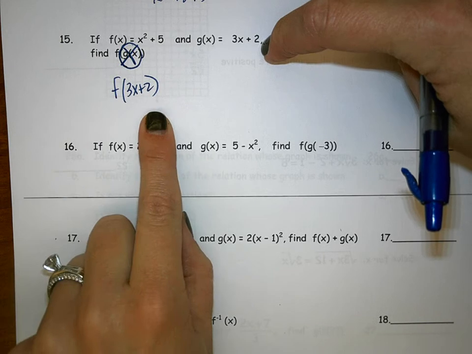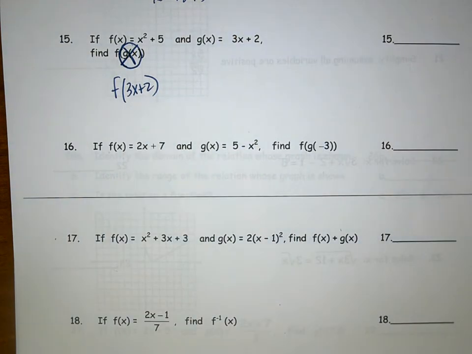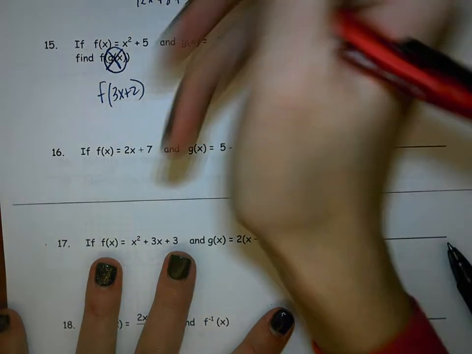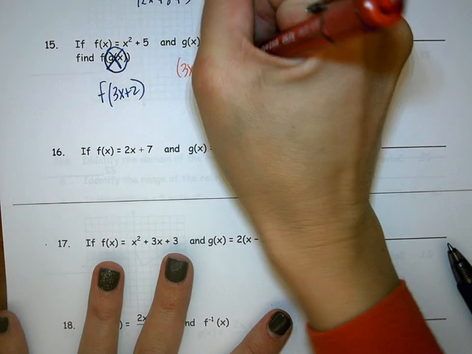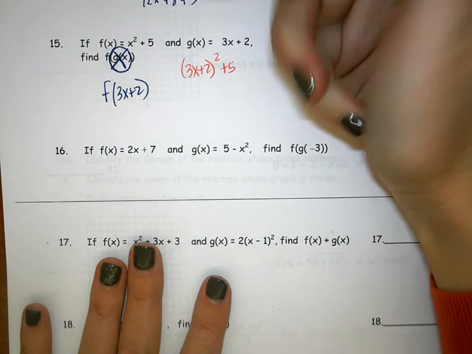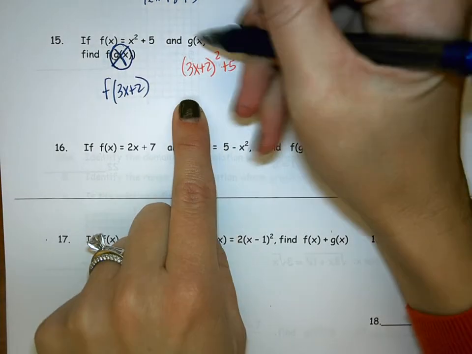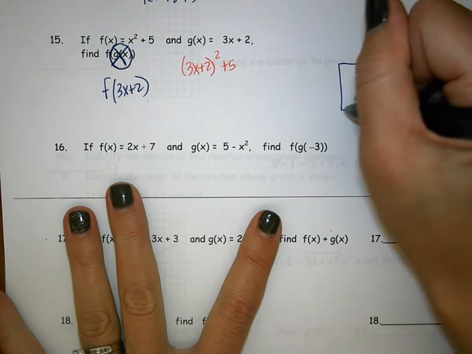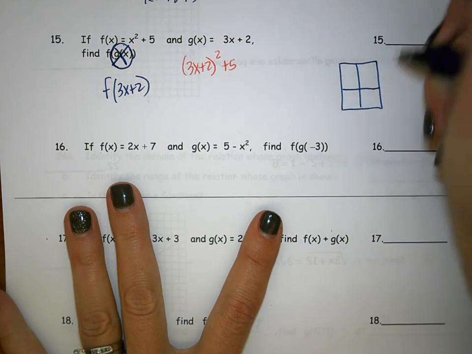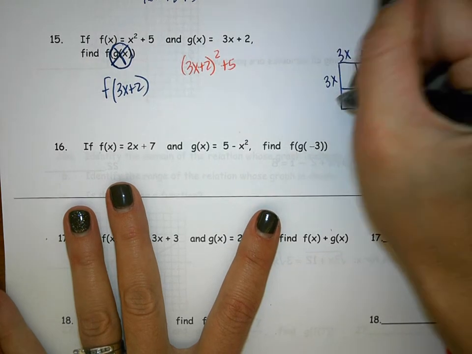So that means I'm going to my f equation and plugging in 3x plus 2. So we have 3x plus 2 squared plus 5. Because 3x plus 2 went in that spot. For this one, you're going to have to FOIL or use your box. That one is difficult to do in your head because of the 3 in front. And so we'll just write it out to make sure we do it correctly. Although I'm sure some of you would be fine.